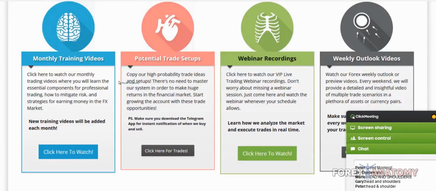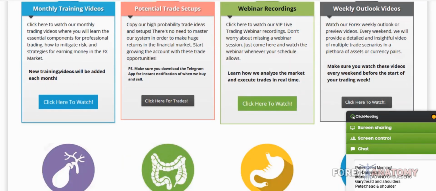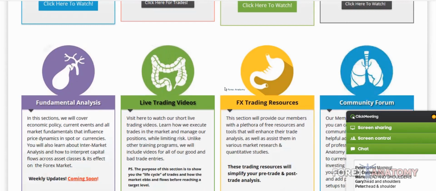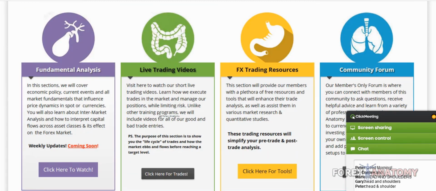These are the different sections. We have our monthly training videos here. We have webinar recordings, weekly outlook videos, which you guys just saw. And the one area that we need to add more to is this live trading video section. And we're going to do that this year.